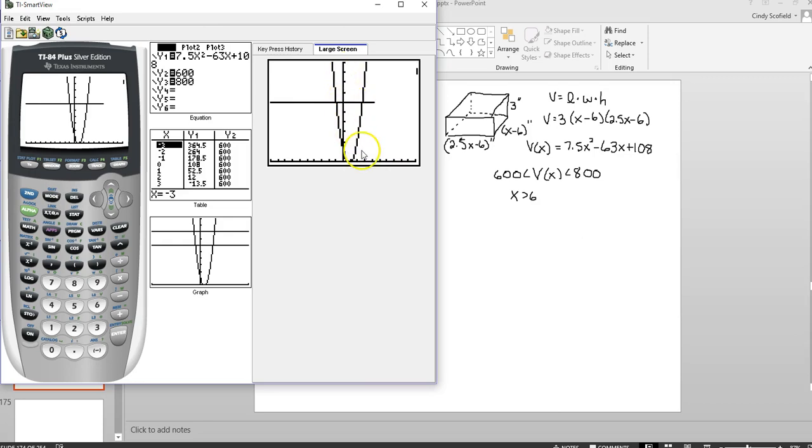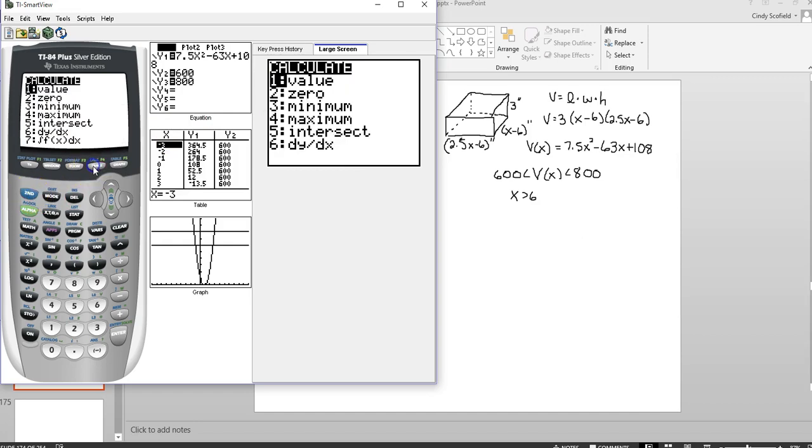All right, so we'll go to the graph. So we have this parabola for the 7.5x squared minus 63x plus 108. Y equals 600 is this horizontal line. Y equals 800 is this horizontal line. We need values of x that are greater than 6, so we can eliminate everything over here, because x is negative over here. So what we need to do is figure out for what x values the volume, this parabola, is between 600 and 800. So what x values are this point of intersection and this point of intersection.